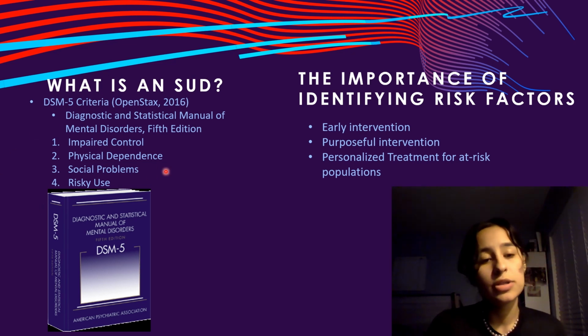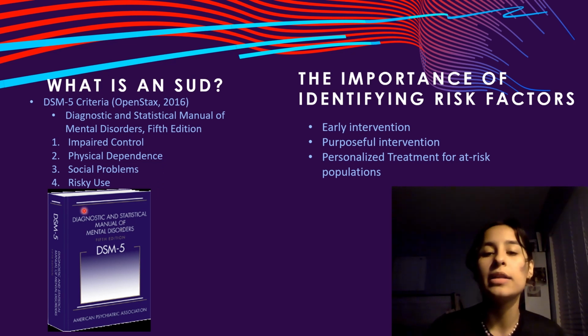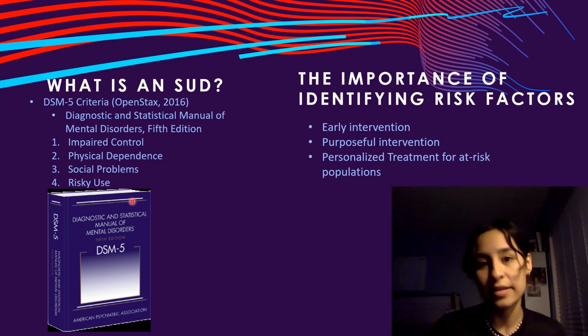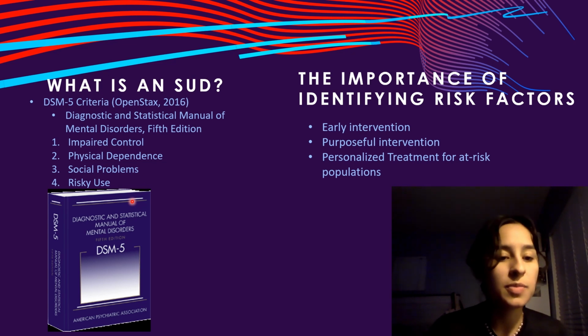Impaired control. According to the textbook, individuals with SUDs will continue using a substance even after experiencing adverse consequences with their continued use. They have a physical dependence, aka the existence of withdrawals whenever they don't have their substance. Their substance use causes them to have social problems, and they also partake in risky use.